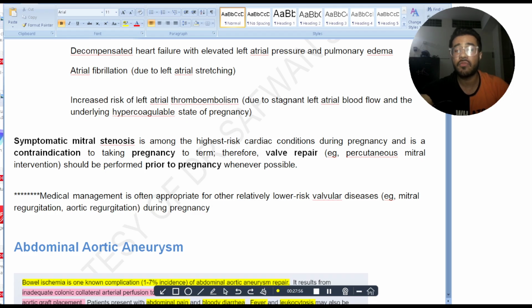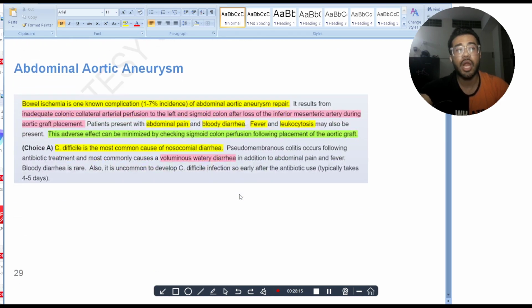Medical management is often appropriate for relatively low risk valvular diseases, like mitral regurgitation and aortic regurgitation during pregnancy. I told you the most dangerous ones are the stenosis or anything that obstructs the blood flow from the heart, like pulmonary hypertension, and heart failure with left ventricular ejection fraction less than 30, where the heart is not capable.